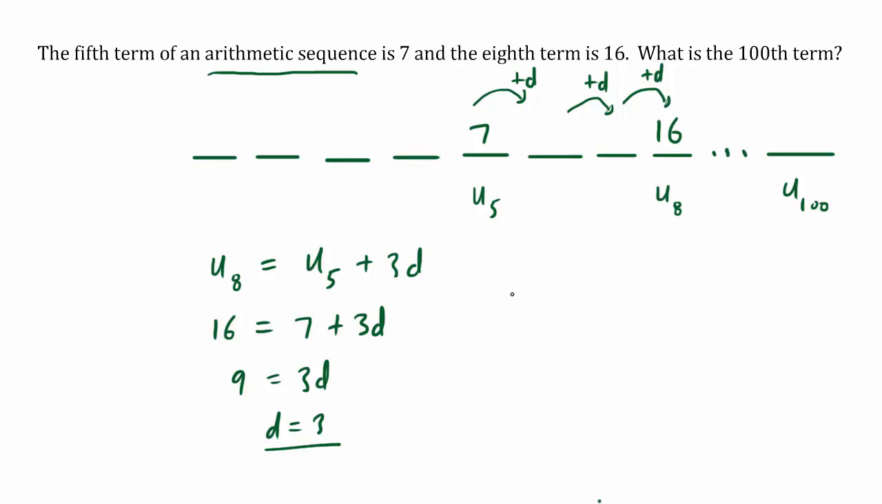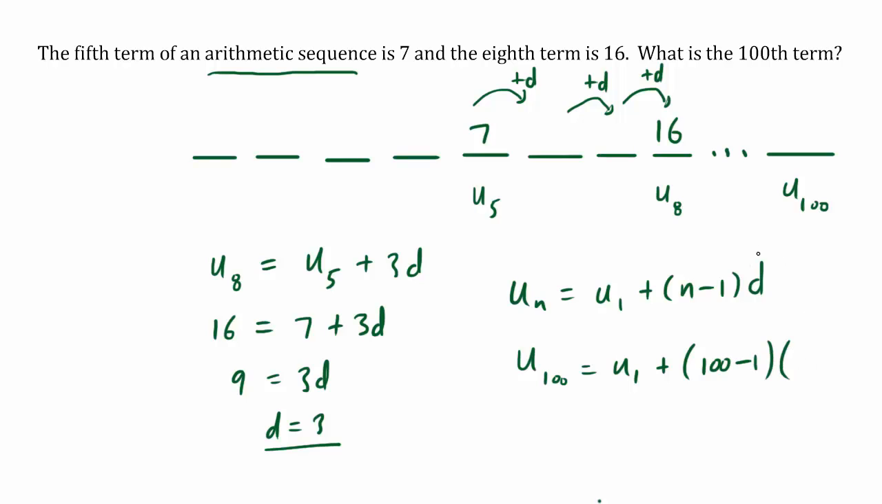What is the arithmetic sequence formula? We have Un equals U1 plus (n minus 1)D. So the 100th term, where n is 100, is U1, which we don't know yet, plus (n minus 1)D. So n here is 100, minus 1. D is 3, as we worked out before. And so the final challenge is to find U1.